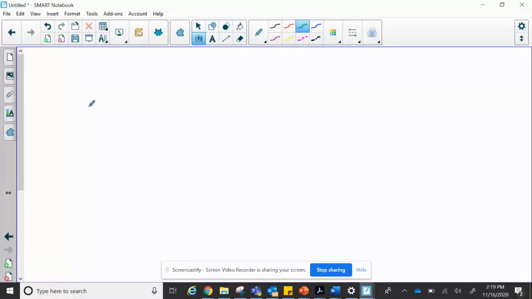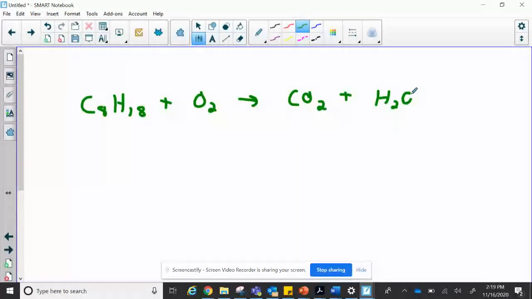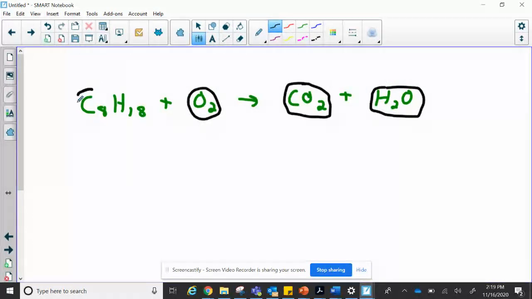This is one that's a little bit harder, and we're going to learn to use what I call the doubling rule. We have C8H18 plus O2 gives us CO2 plus H2O. All right, I'm going to box them in just for the visual for you guys. Okay, now we know we can't go inside those.